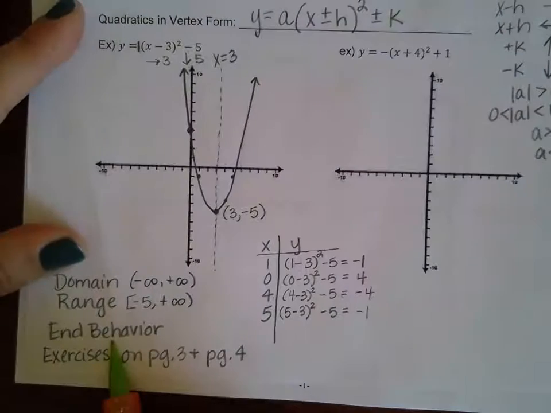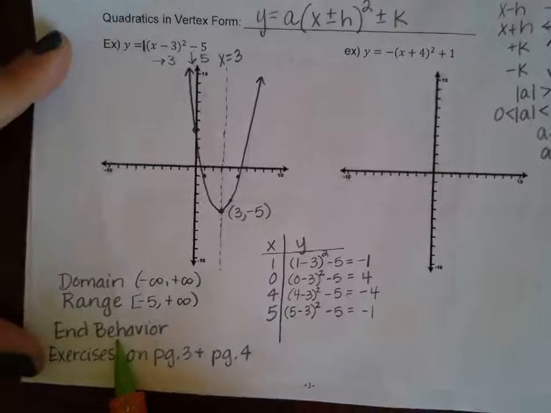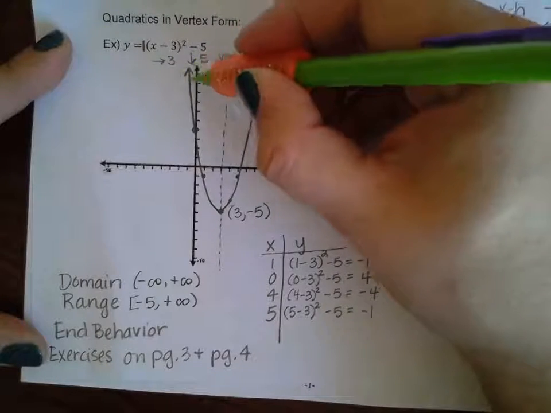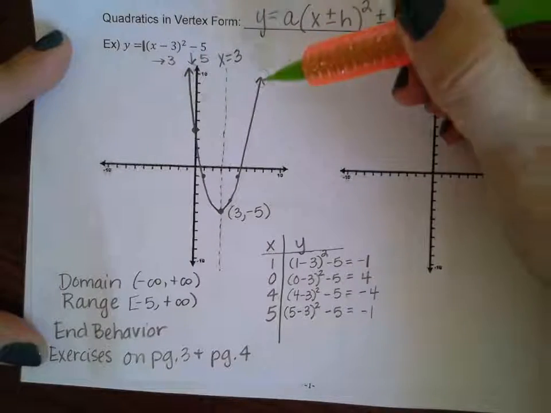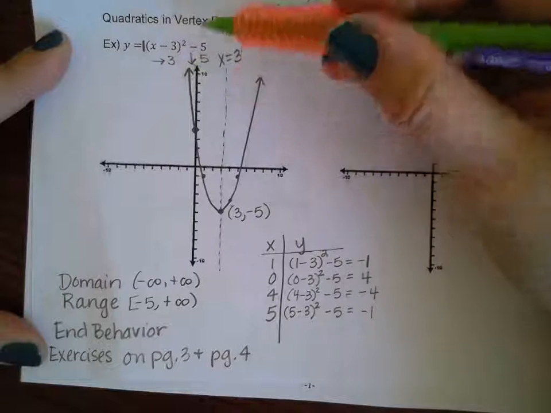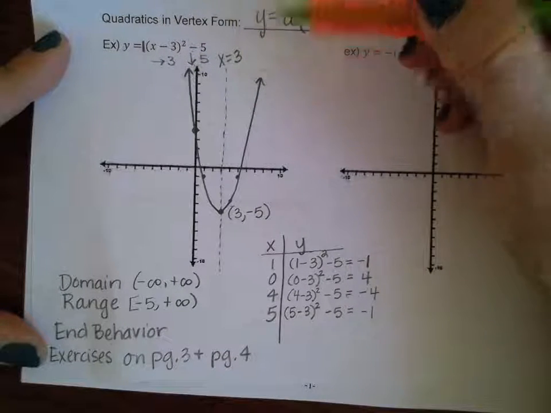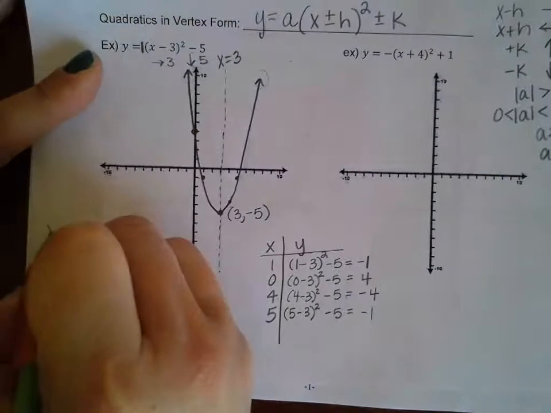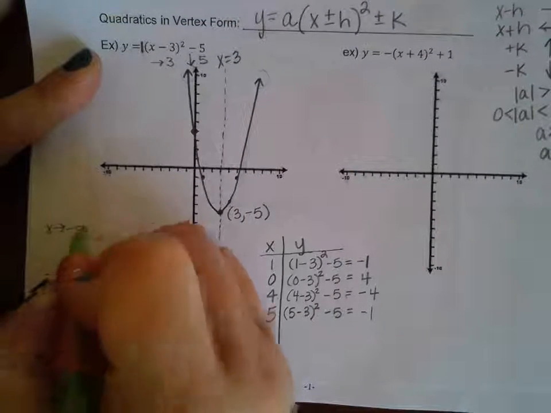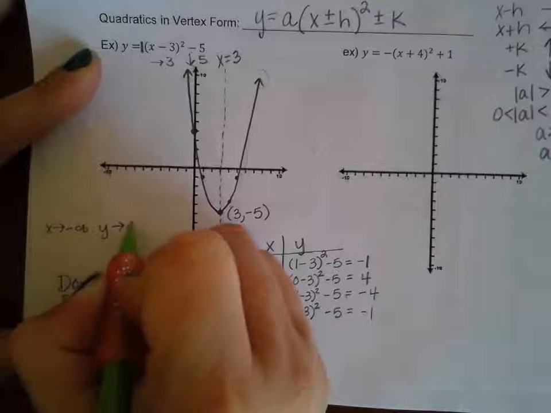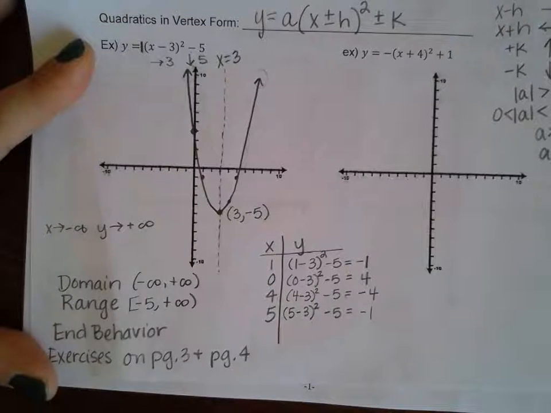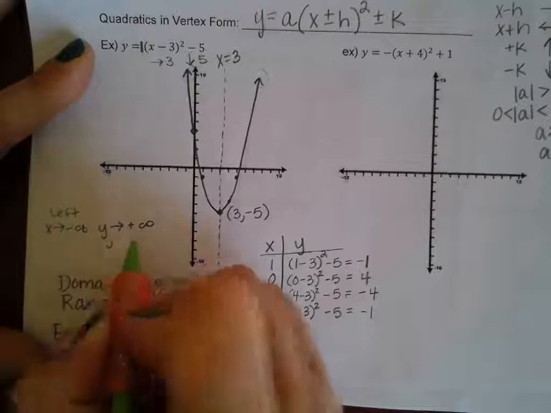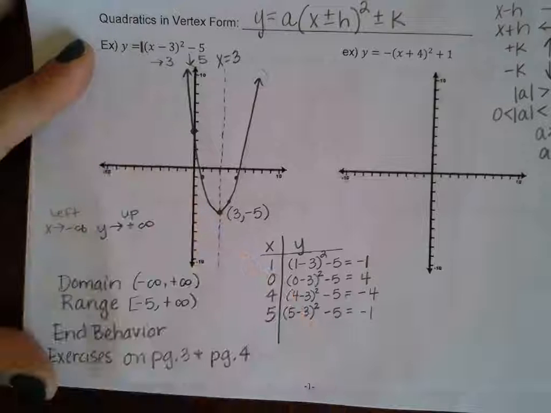And then this new thing is called end behavior. The end behavior is what the ends of the graph are pointing towards. And the ends of the graph here are pointing up. So that means the end behavior goes up to positive infinity. So to write that, you're going to say as x approaches negative infinity, y approaches positive infinity. So what does that really mean? That means as you go to the left, your graph goes up.